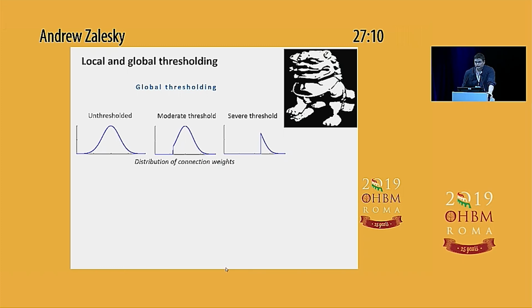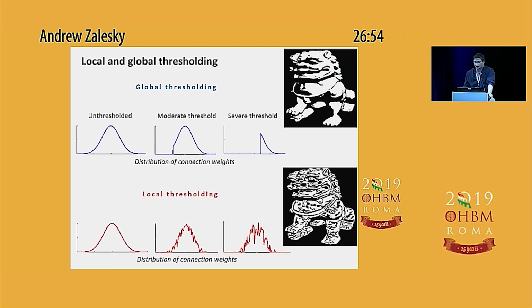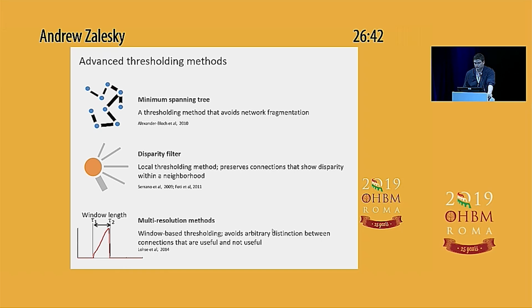Another class of thresholding methods are local methods, where, rather than applying a global threshold, we look within the neighbourhood of a given connection and see how strong that connection is within its locale. This can potentially allow us to recover finer detailed structures in the network. But I would say that these methods are not widely used in connectomics.